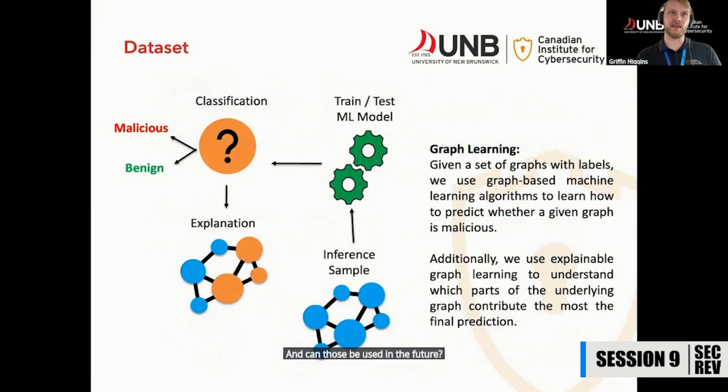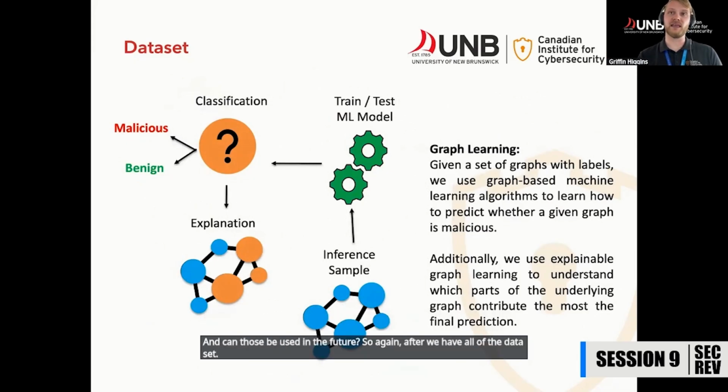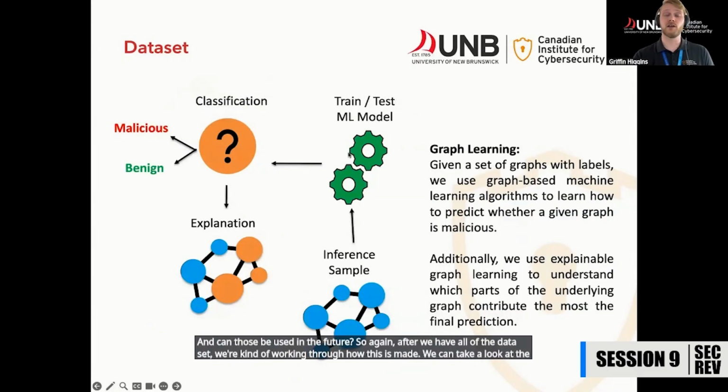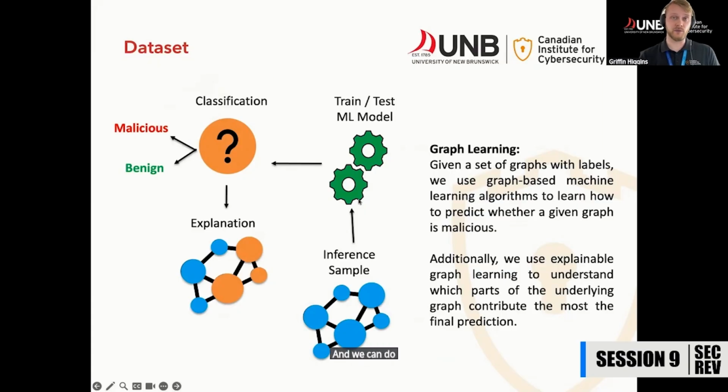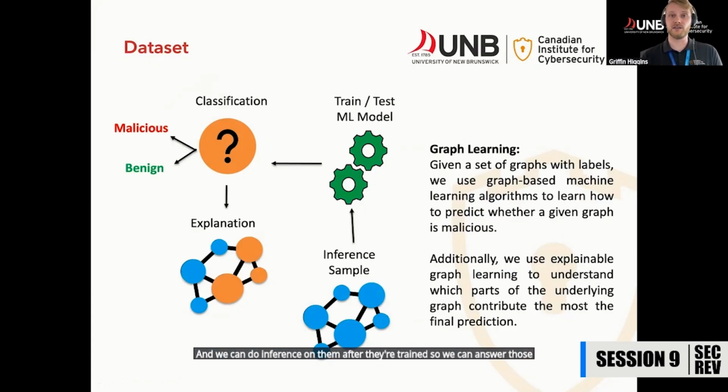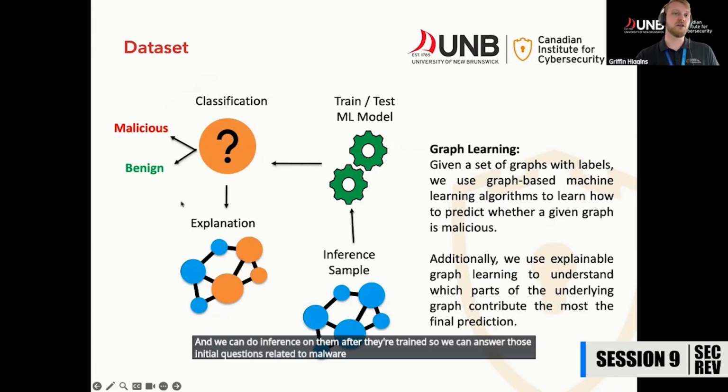So again, after we have all of the data set, we're working through how this is made. We can take a look at the different machine learning models or graph learning models, and we can do inference on them after they're trained, so we can answer those initial questions related to malware detection. We can also look at the explanation, the thing we just talked about. So that's where it all fits into this little ecosystem that our data set is extracted from.